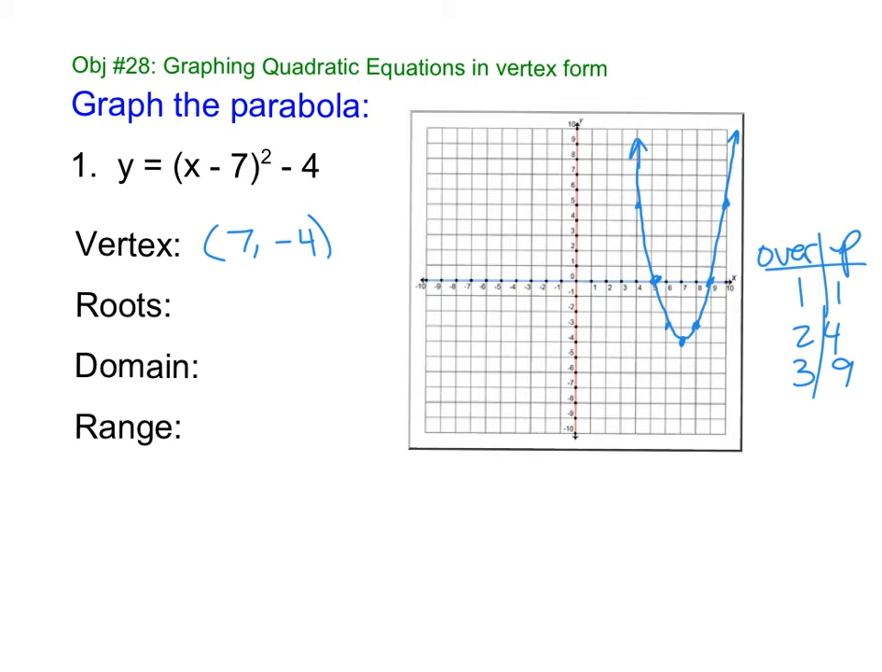The roots, this thing crosses the x-axis at 5 and 9. So 5, 0, 9, 0. Okay, so now think about the domain. What am I allowed to plug in? Or is there anything I can't plug in?